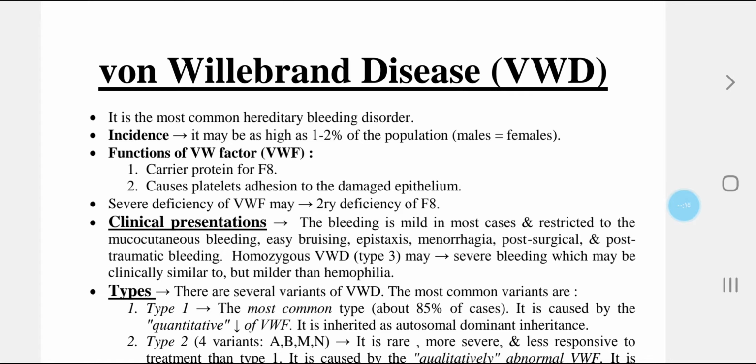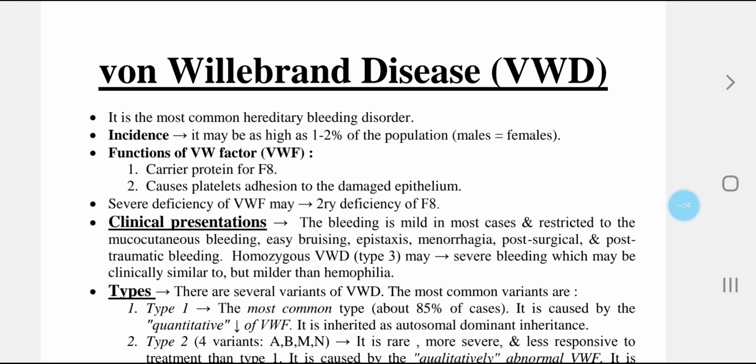Third, type 3. It is also rare, more severe, and less responsive to treatment than type 1. It is caused by the absence of von-Willebrand factor. It is inherited as autosomal recessive inheritance. And the last one is platelet type, or what we call pseudo von-Willebrand disease, associated with thrombocytopenia.